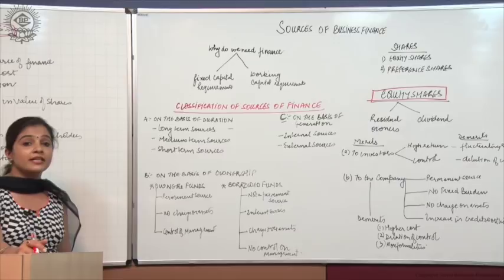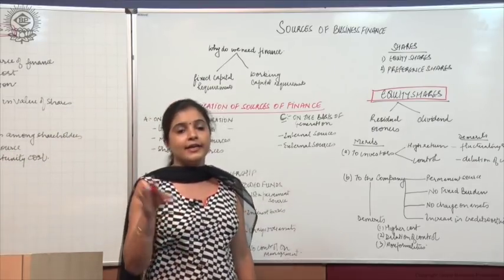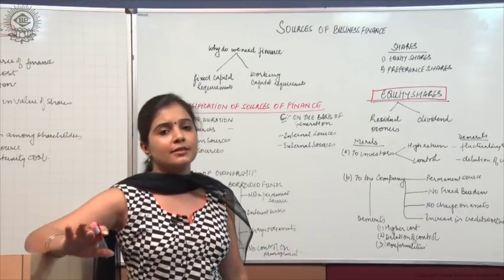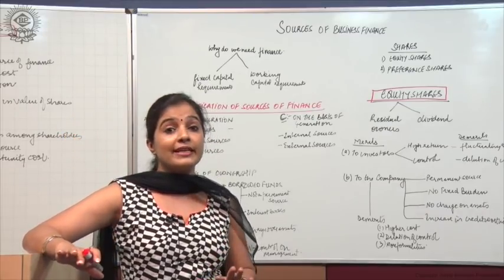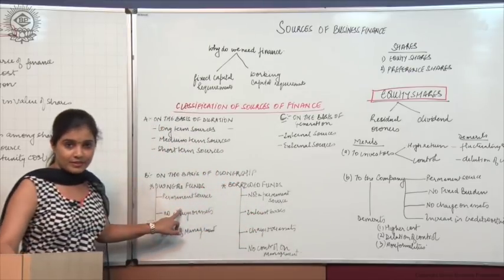Number one, it's a permanent source of finance. जब वो मेरा खुद का पैसा है, मैंने अपने बिजनेस में लगाया है, तो जब तक मेरा बिजनेस बंद नहीं हो जाता, खत्म नहीं हो जाता, it is going to remain permanently invested in the business. That's why it's a permanent source of finance. ठीक है?